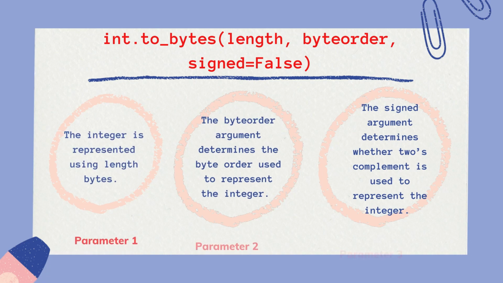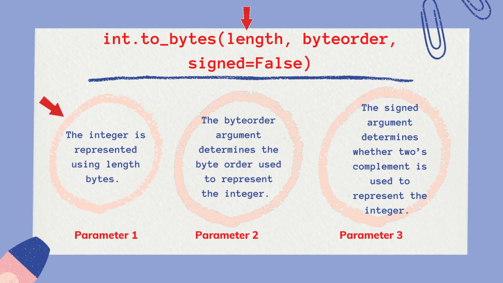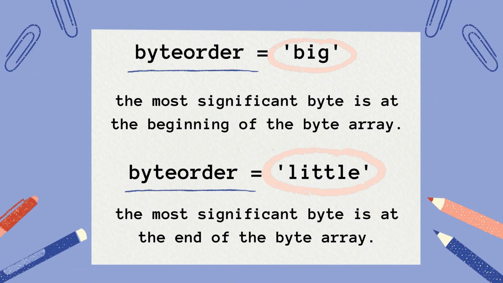The function has 3 parameters. The first parameter is length. The integer is represented using length bytes. An overflow error is raised if the integer is not representable with the given number of bytes. The next parameter is byte order. The byte order argument determines the byte order used to represent the integer. If byte order is big, the most significant byte is at the beginning of the byte array. If byte order is little, the most significant byte is at the end of the byte array.